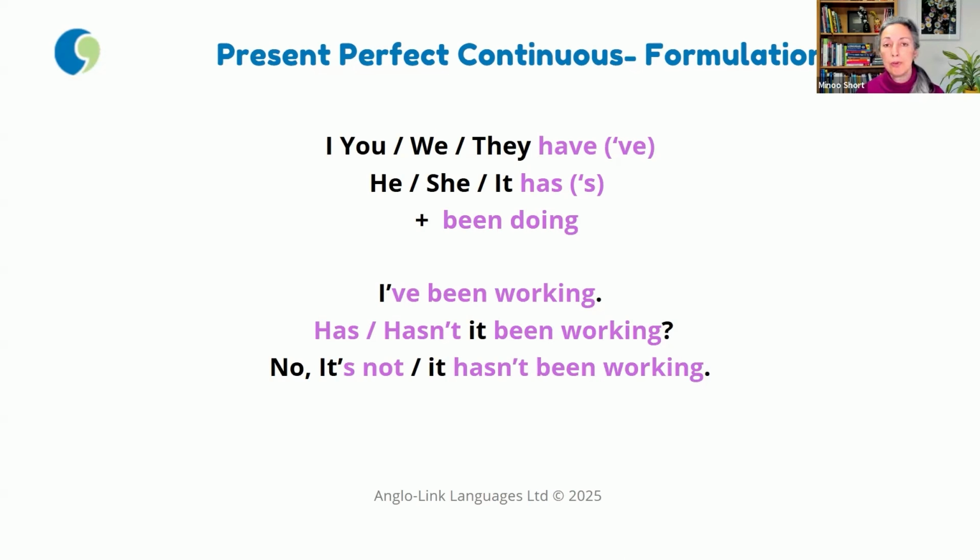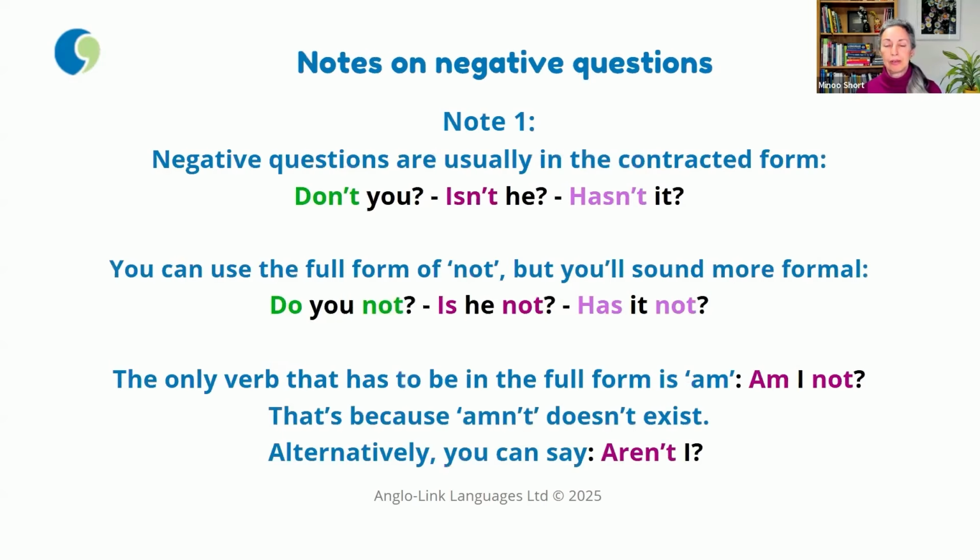So very brief review of the formulation because we want to focus more on the concepts. But first, I'd like to mention two things about negative questions, two little notes. The first note is that negative questions are usually in the contracted form. So don't you, isn't he, hasn't it. You can use the full form of not if you want, but you will sound more formal. You can say, do you not, or is he not, has it not. I think you can hear that is a lot more formal.